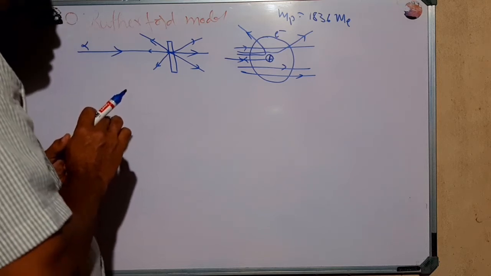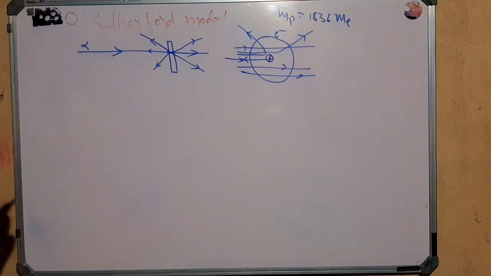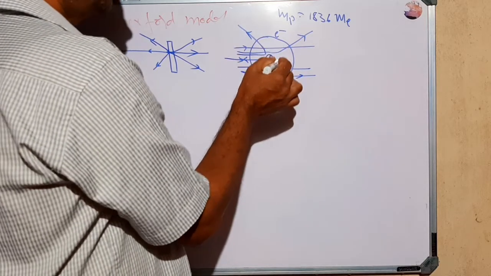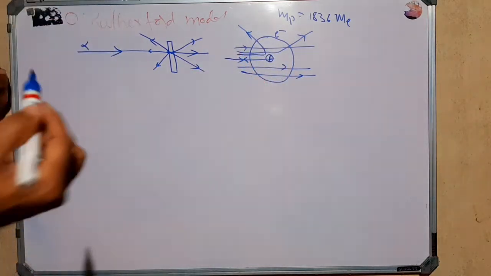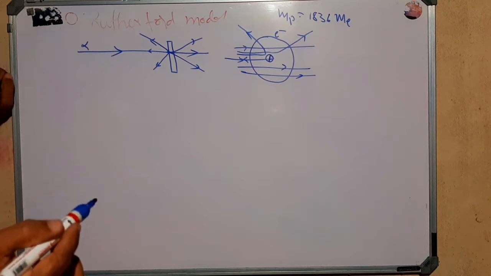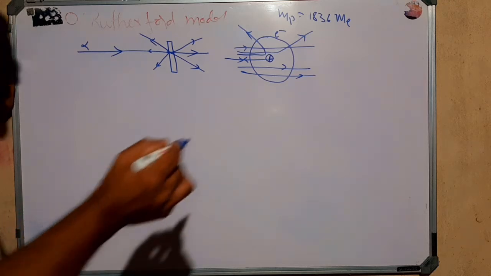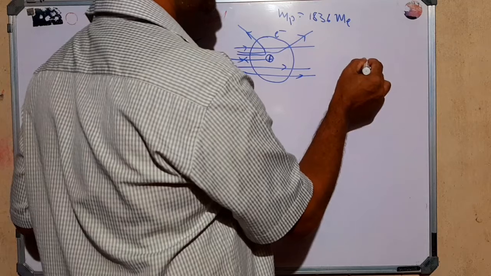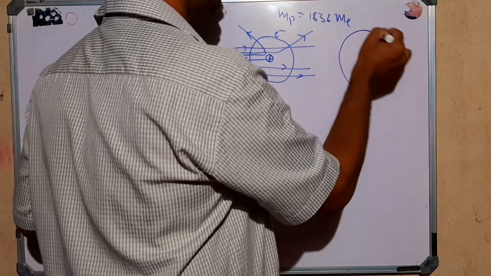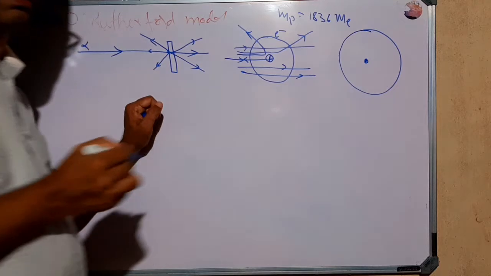But this theory is also not accepted, because according to electrodynamics theory, every accelerating particle radiates energy. Therefore, what happens? This is the nucleus around which the electron is revolving in a circular orbit.